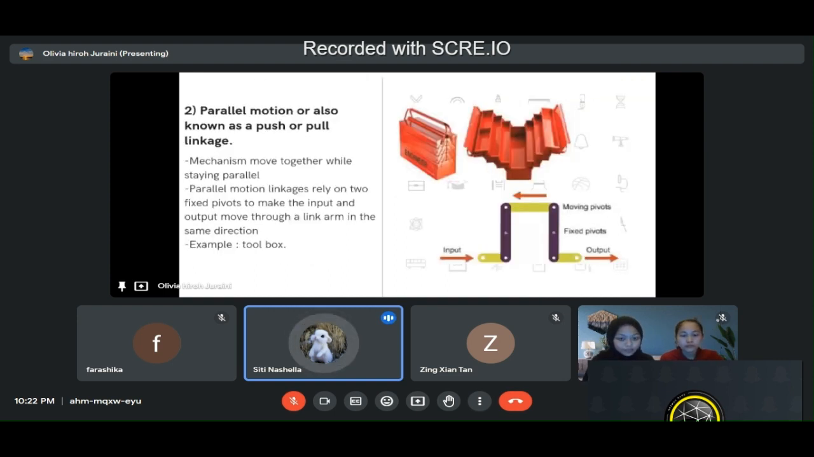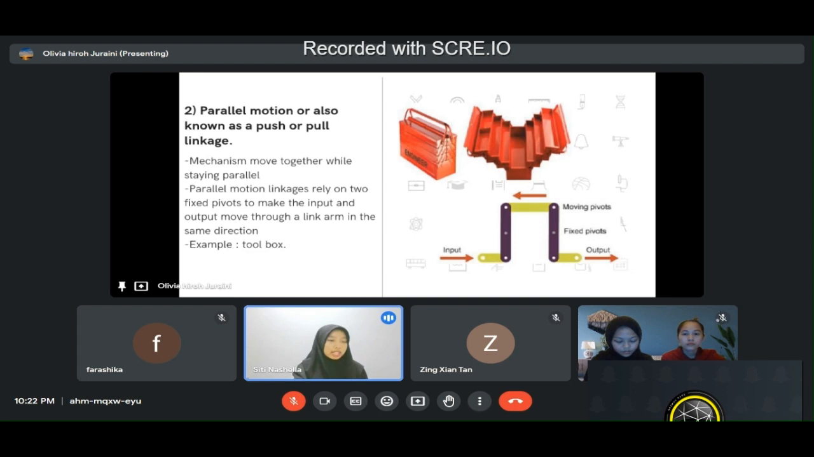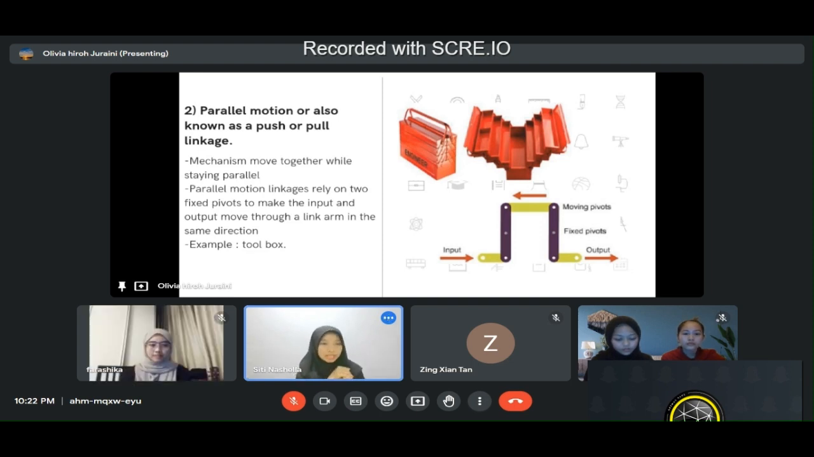Next, okay. The second one is parallel motion, also known as push or pull linkage. This linkage moves together while staying parallel. Parallel motion linkage relies on two fixed pivots. Like I said before, fixed pivots mean something that stays in its place to make the input and output move through a link arm in the same direction. You can see the picture in that slide.